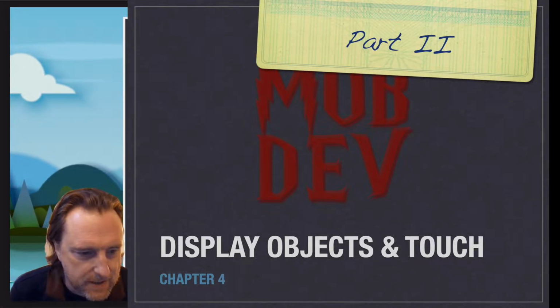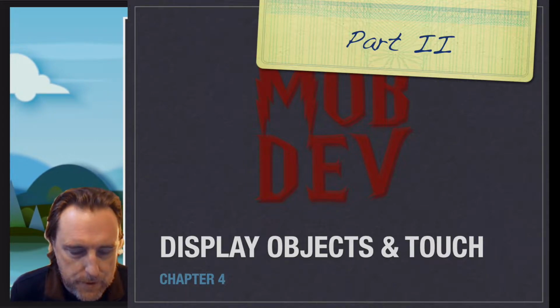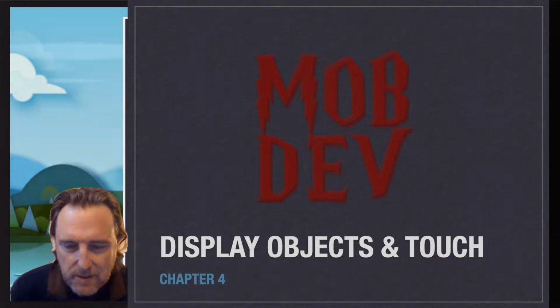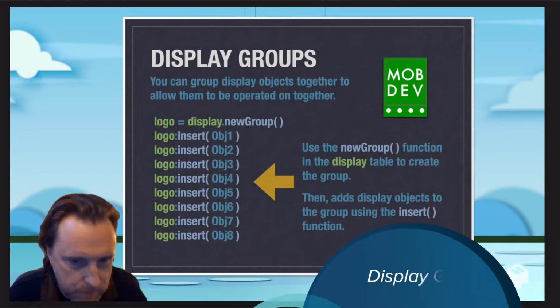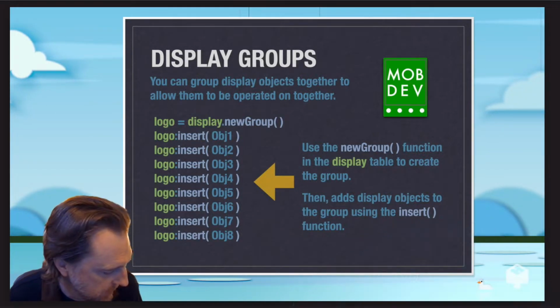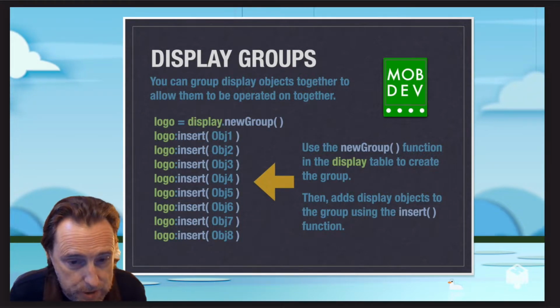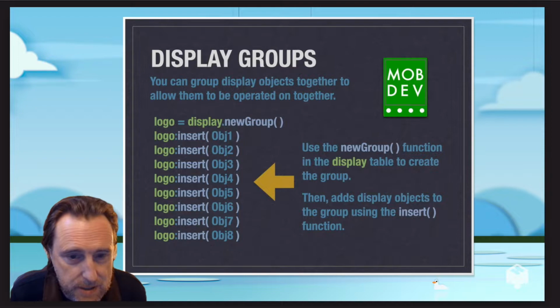Welcome to day 7, which is our final coverage of chapter 4, display objects and touch. Alright, so display groups are also in the display table, so they're meant to be used with the shapes and also the widgets that you can put on screen.